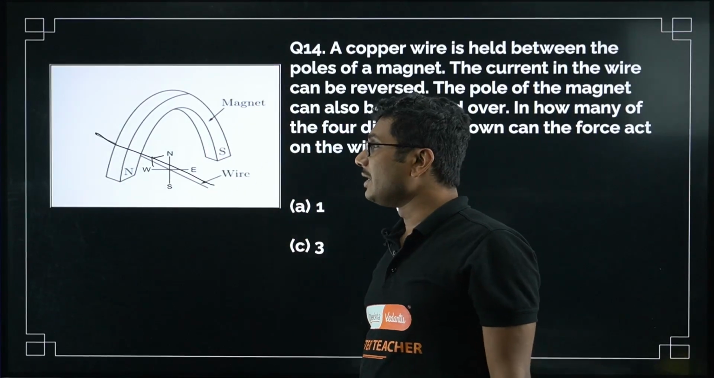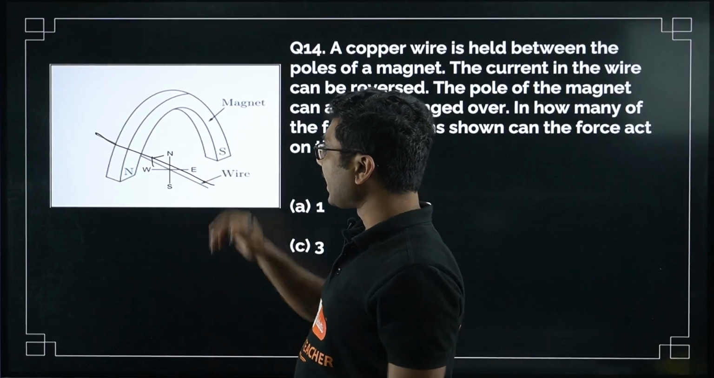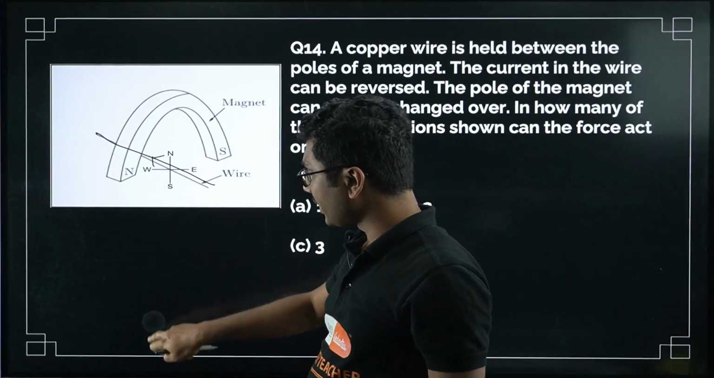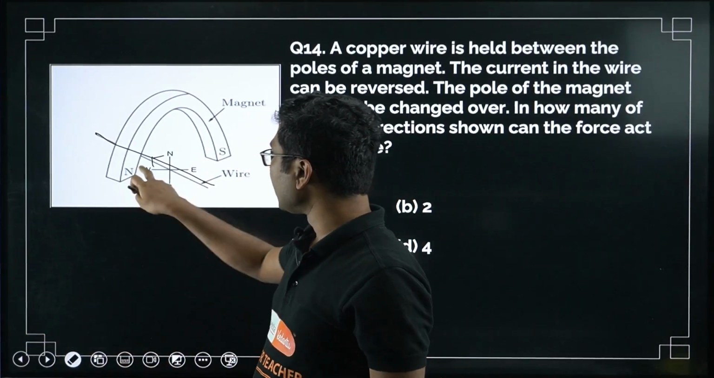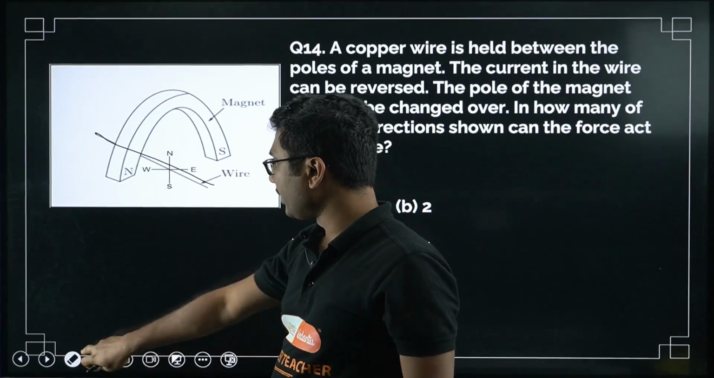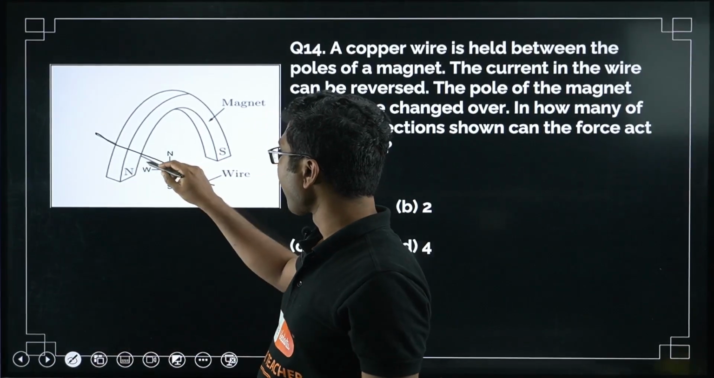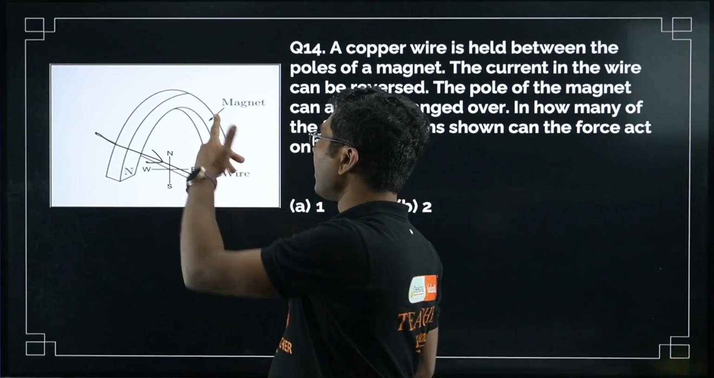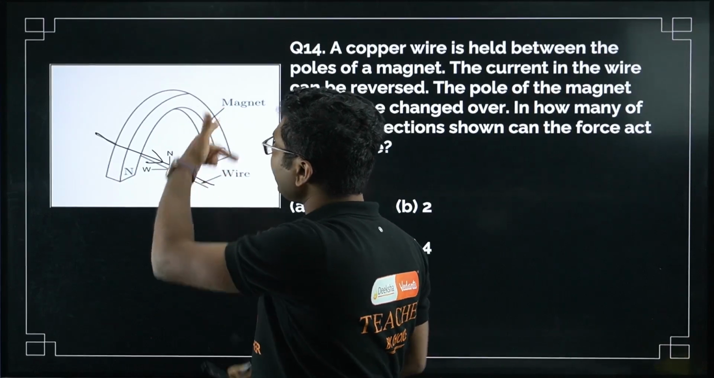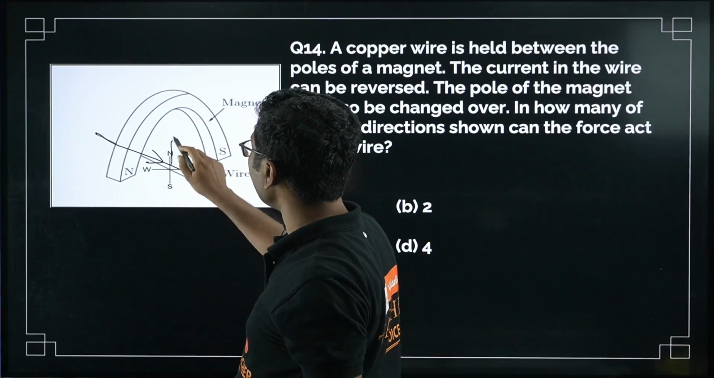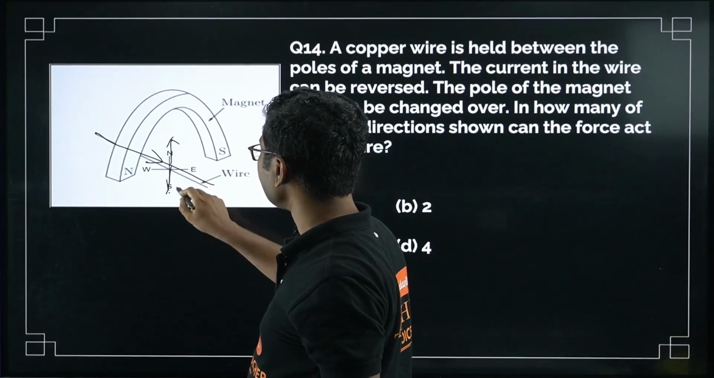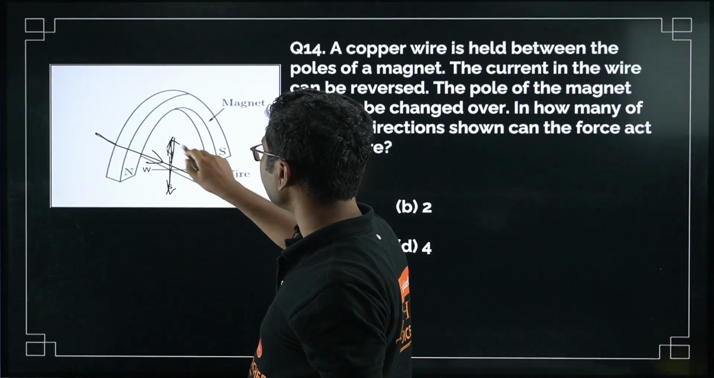Now similarly, if you change the direction of current to the opposite side, so that the current is flowing in this direction, what will happen? Now the wire will experience a force in the upward direction. So in the first case it was the downward direction, and in the next case it was the upward direction.